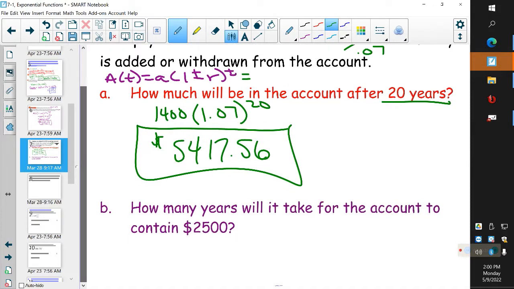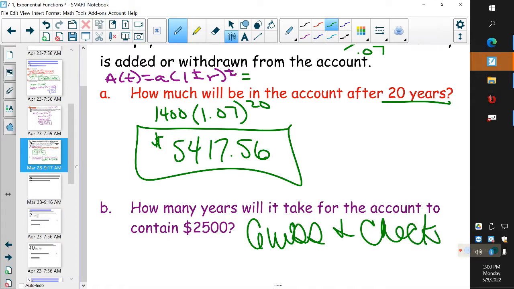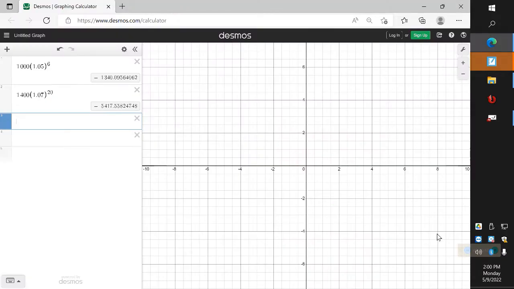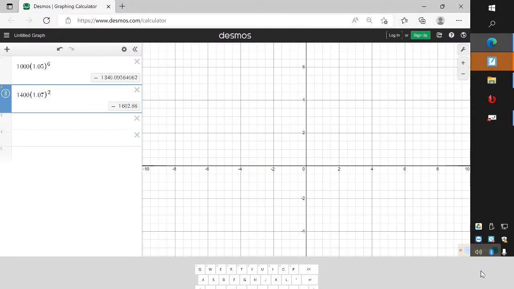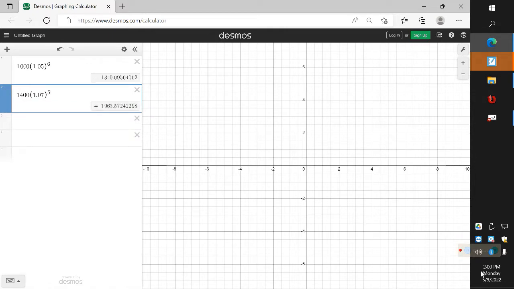All right, part B. How many years will it take for the account to contain 2,500? This is where we're going to do a guess and check. So you're going to take the same formula and you're going to change that 20. So I'm going to come over here and I'm going to say, okay, let's go ahead and say 5 years. 5 years is not enough. Let's double that. 10 years. That's too much. Let's go down by 2. That's not enough. And let's go to 9.